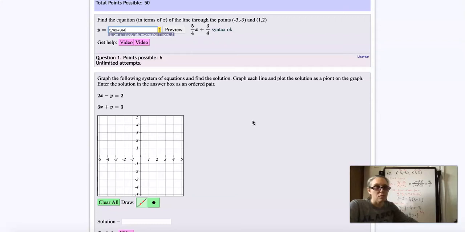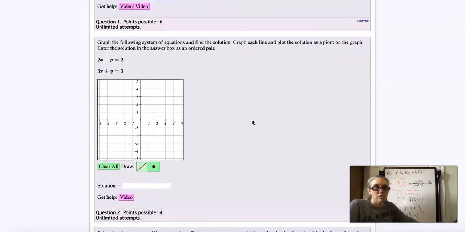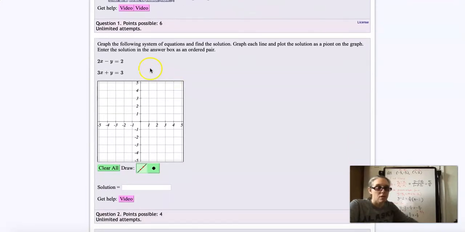Okay, question number 2 is the only question you do not have to show your work for. You're going to take these 2 lines and graph them. So what you would want to do is to consider how to graph each of these lines. Let me show you 2 different methods for graphing a line.